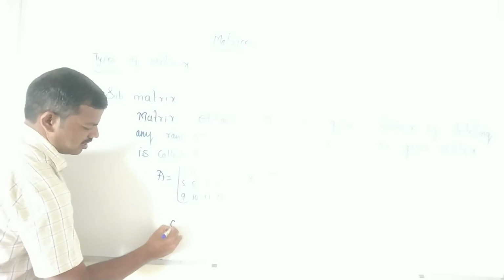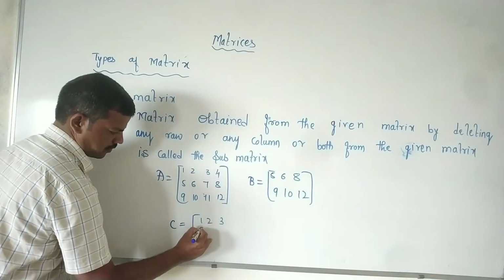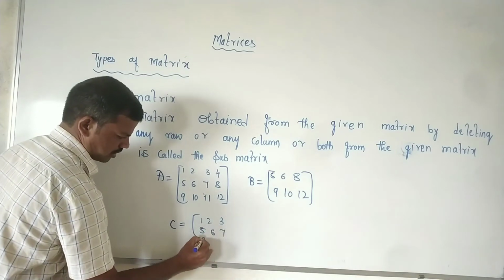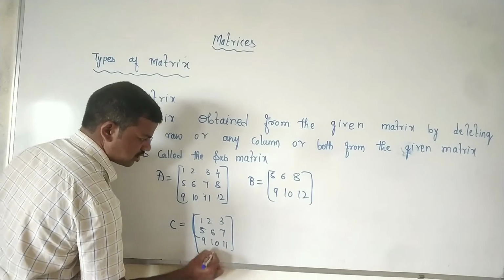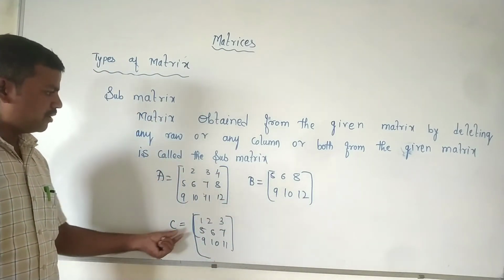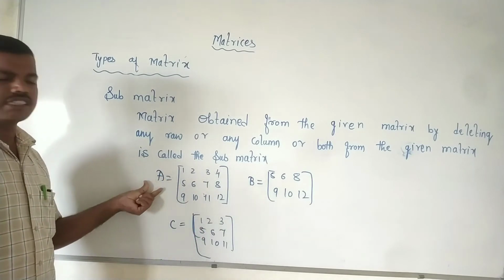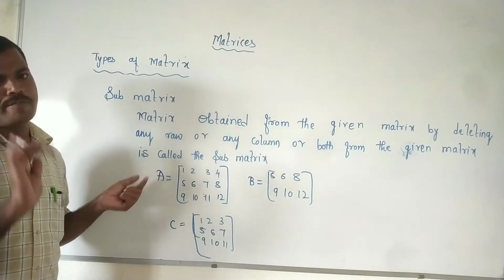Now you see, we can delete one column: 1 2 3 5 6 7 9 10 11. So I have deleted the third column. So B and C are submatrices of A.